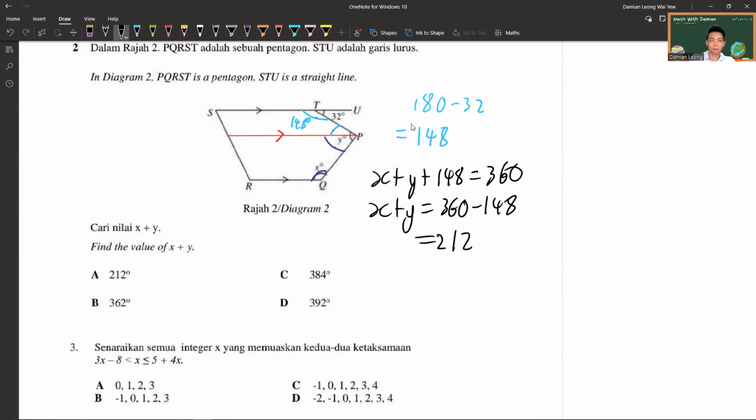212 degrees. Answer A. Sometimes in this kind of question, where we want to find x plus y, we find x and y separately, sometimes we straight away find x plus y. So it depends on the question. In this case, we can straight away find x plus y. So do be aware, don't narrow down your options to only finding x and y separately. Sometimes we just find x plus y straight away. Okay.